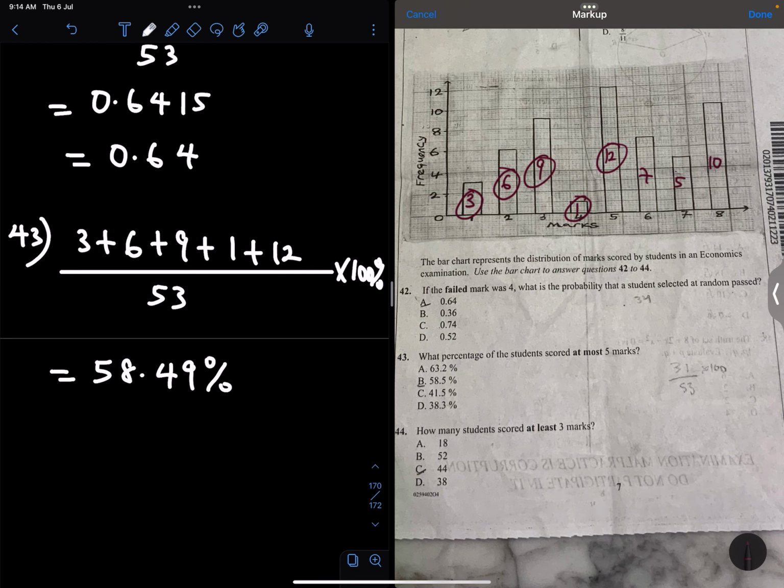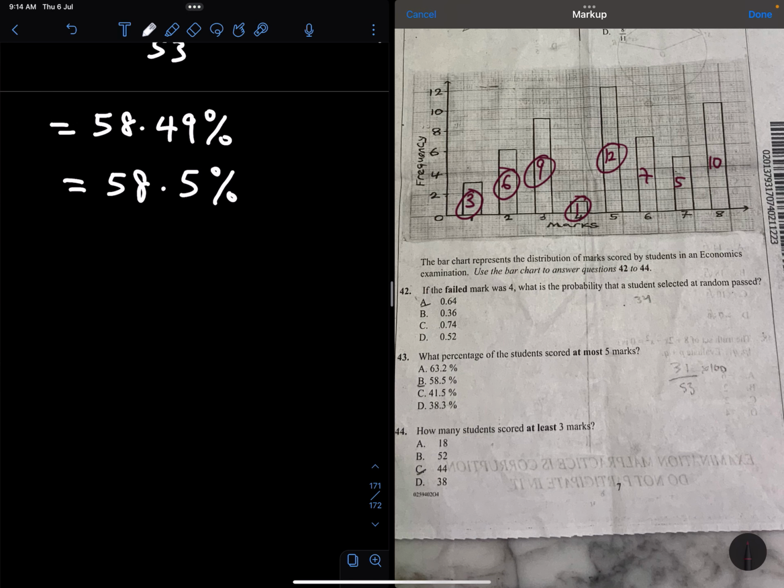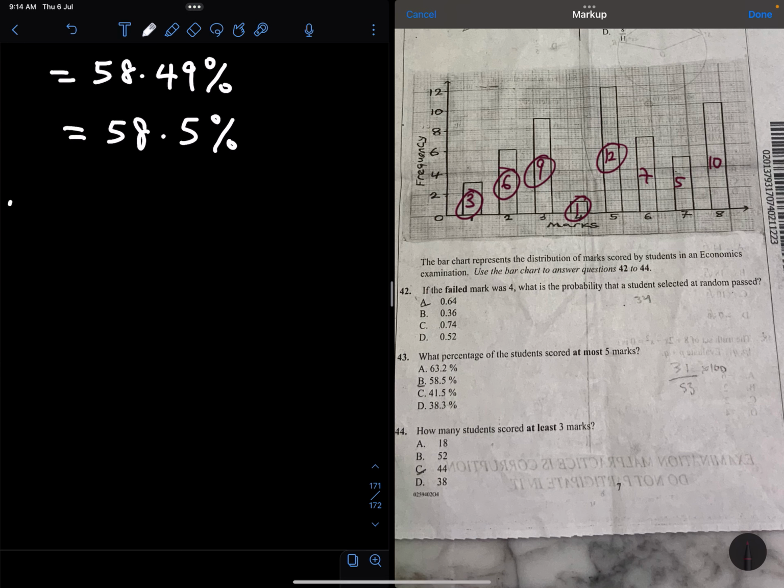58.49%. And that's the percentage of students who scored at most 5. The options are given correct to one decimal place. This is the same as 58.5%, and the correct option is B. We go straight to the next, which is number 44.